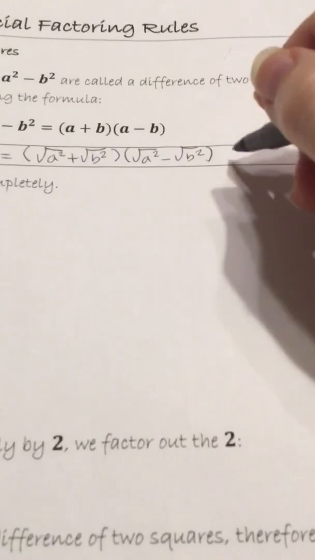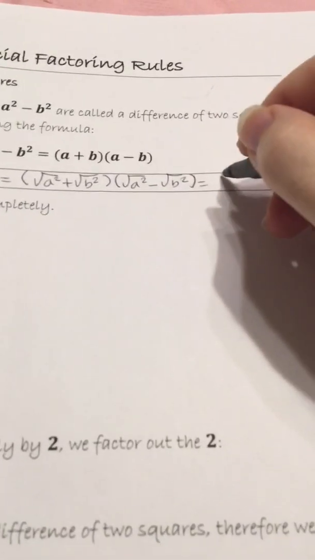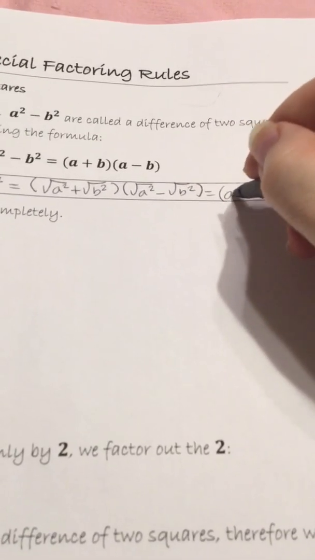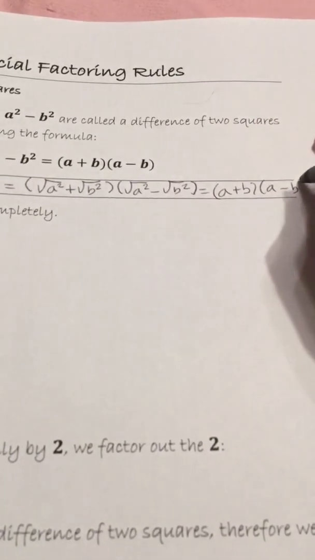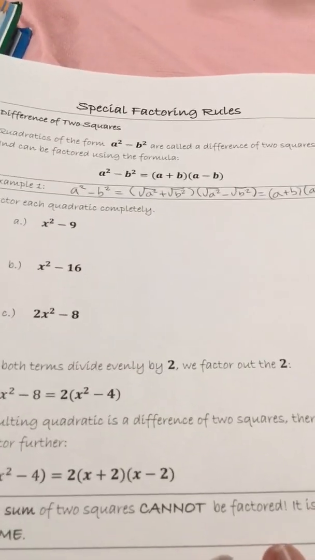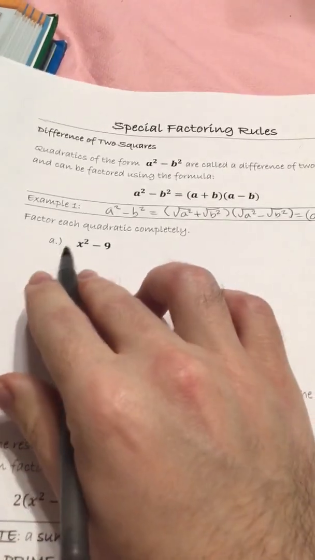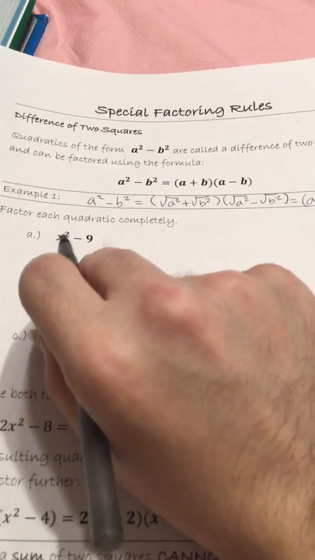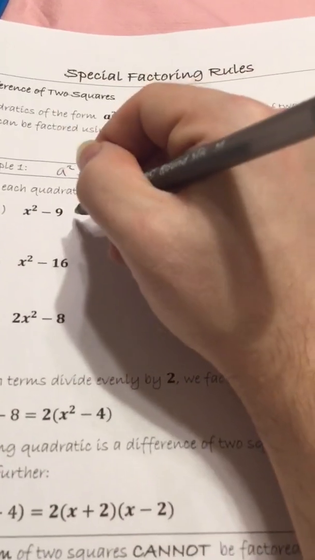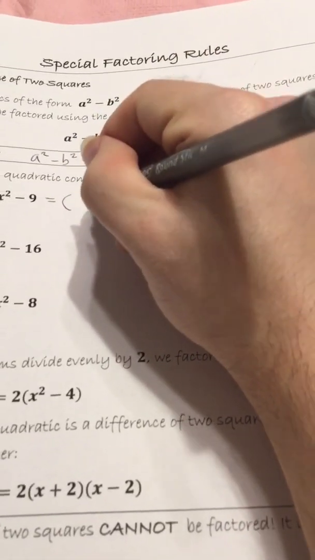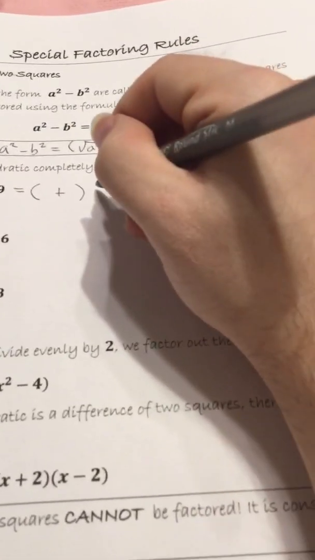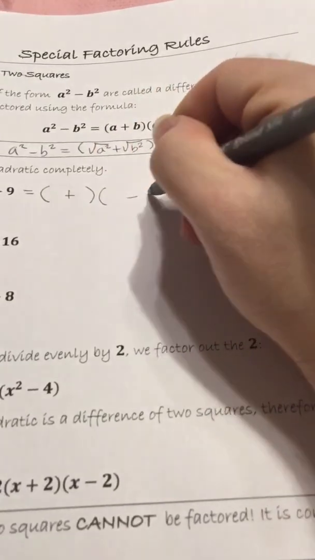Because the square root of a squared is just a, and the square root of b squared is just b. So that's why it becomes a plus b times a minus b. If we take a look, for A, we have x squared and 9. We have one squared minus another squared. So we can automatically know that this is going to be some term plus another term times some term minus another term.